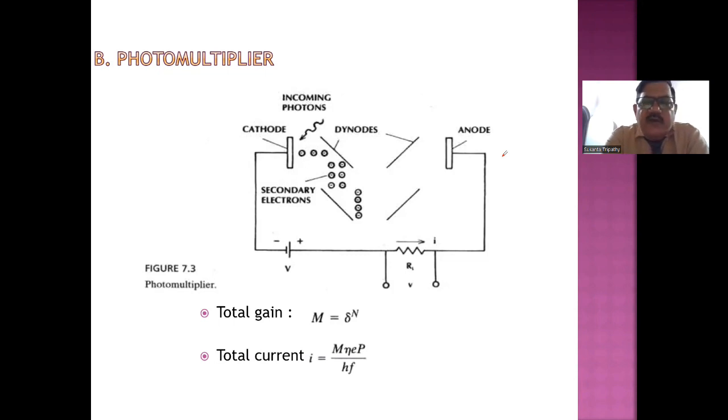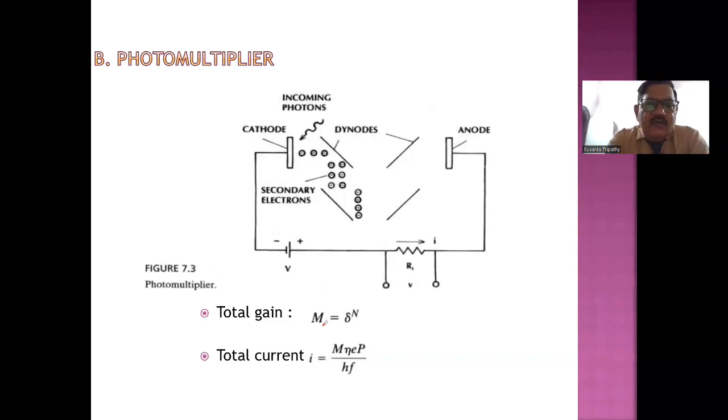Now, if we compare this vacuum photodiode with the photomultiplier, then the gain which we get in the photomultiplier can be expressed as something like this: M is equal to delta to the power n. Delta is the gain which we get for each dynode. So if you have n dynodes and delta is the gain at each dynode, then the total gain is M equal to delta to the power n.